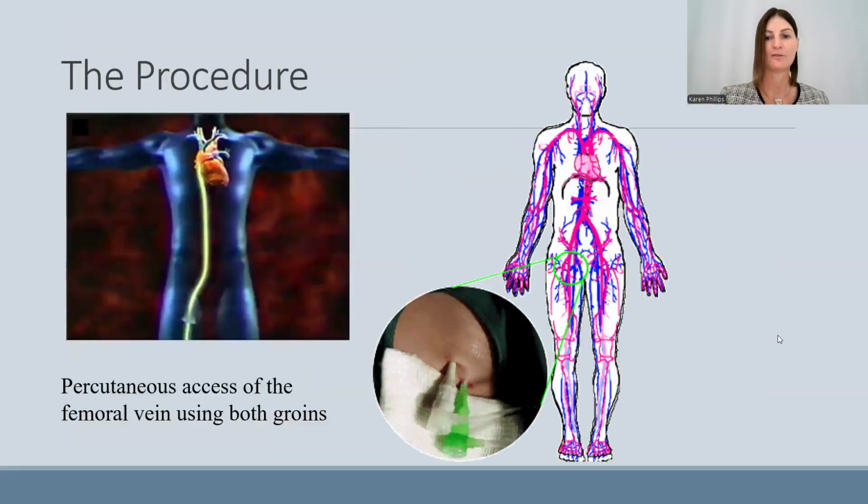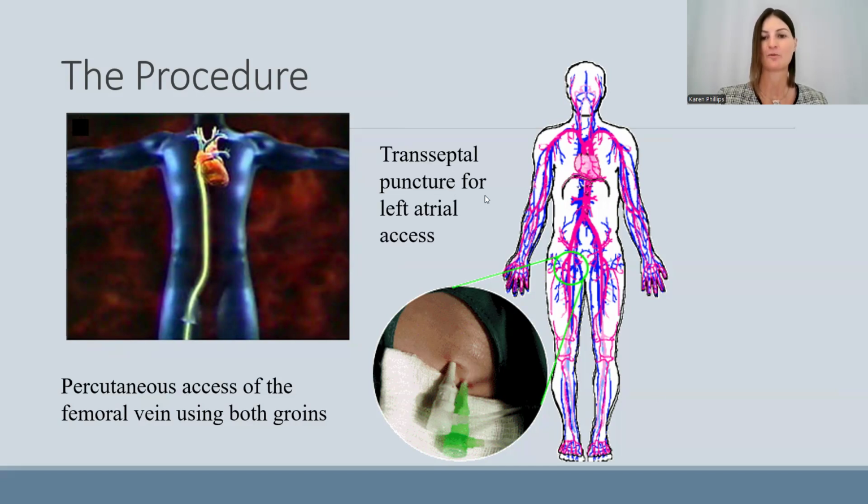So pulsed field has many of the same aspects of the ablation procedure in common with cryo or radiofrequency ablation that we had been doing. Percutaneous access of the femoral vein. From the groin, we come up the internal highway inside the veins into the heart, and we have to do a transseptal puncture, crossing over from the right to the left atrium in order to do the treatment around the pulmonary veins.